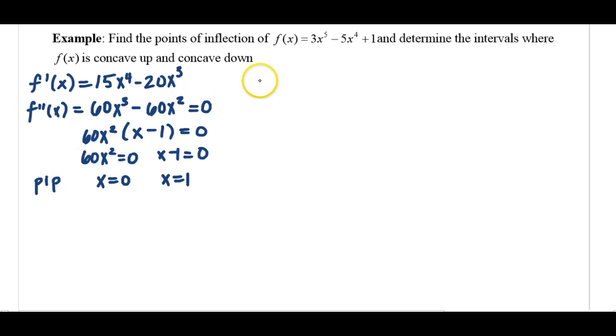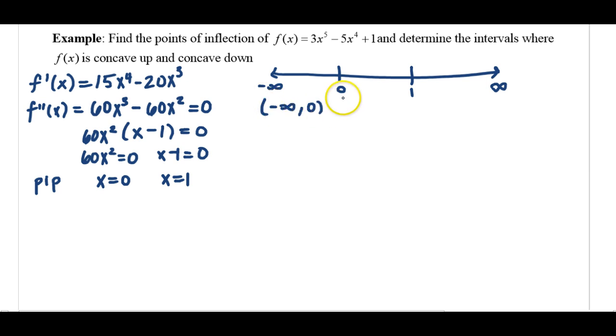So now what I need to do is break up the number line into intervals. So my number line is going to go from negative infinity to my first possible inflection point 0, to 1, to infinity. And so I need to break this up into my potential intervals of concave up and concave down. So negative infinity to 0, 0 to 1, and 1 to infinity. And then I need to choose my test point. So my test point in this first interval, I'm going to choose negative 1. Between 0 and 1, I'm going to choose a half. And between 1 and infinity, I'll choose 2.